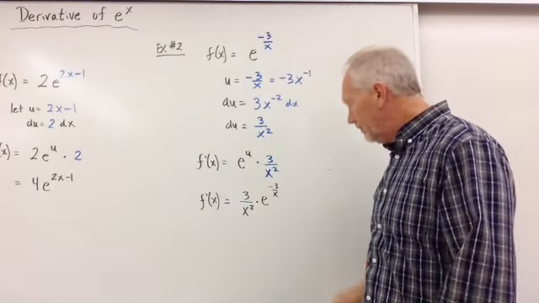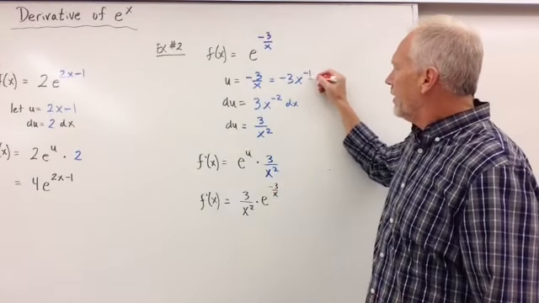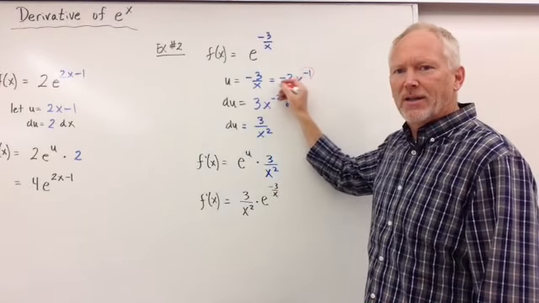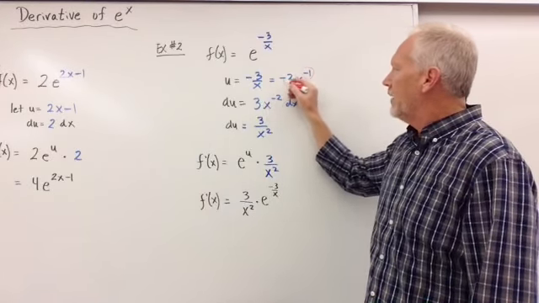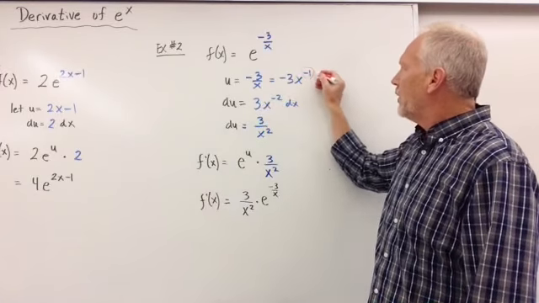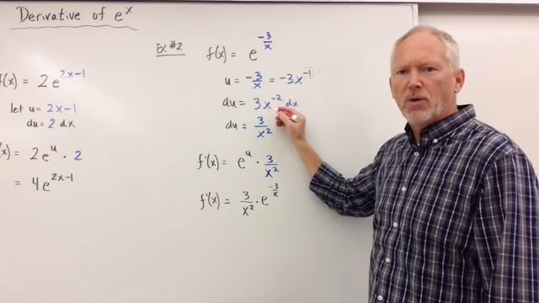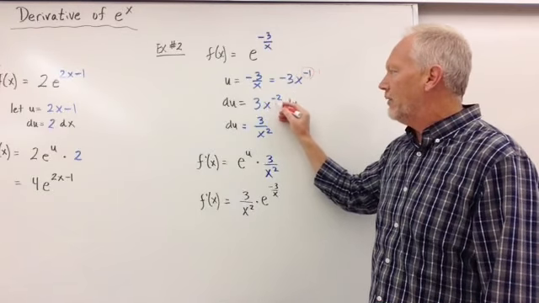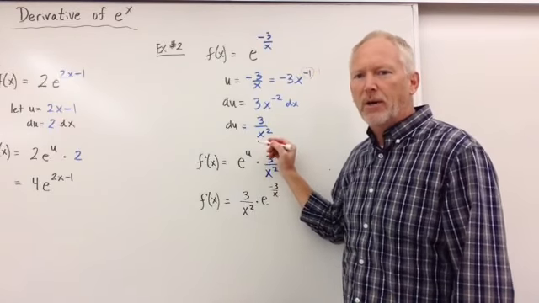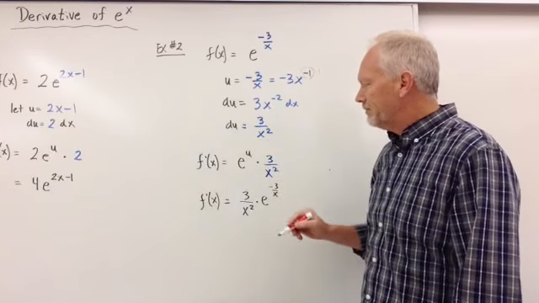When we do that, remember your derivatives, we bring this negative 1 down, and that will be a negative times a negative, which will give us a positive 3. And then we have to reduce the power by 1. Once we reduce the power by 1, we get a negative 2, which will give us du is equal to 3 over x squared.